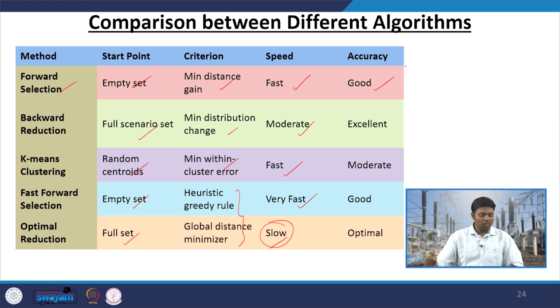Accuracy is very high if you go for forward selection as well as backward reduction. For k-means clustering, if your centroid choice is not good, then you will not get good accuracy. Okay. Fast forward selection is also somewhat good, but it is lesser than your forward selection. And with optimal reduction you will get the optimal solution. So, that is the most optimal solution, but the speed of that process is very slow.